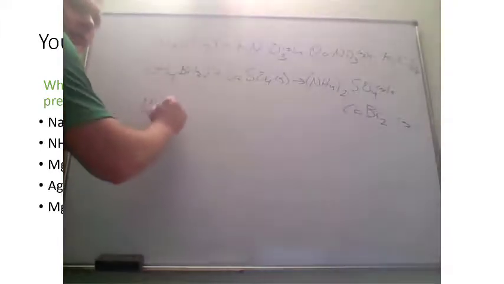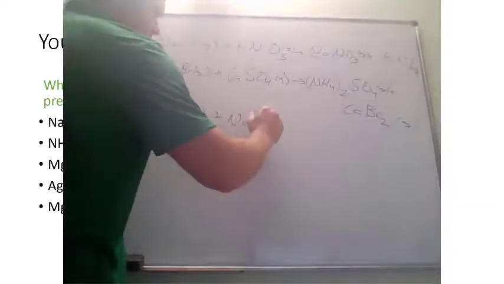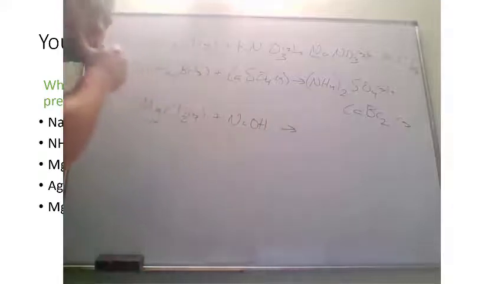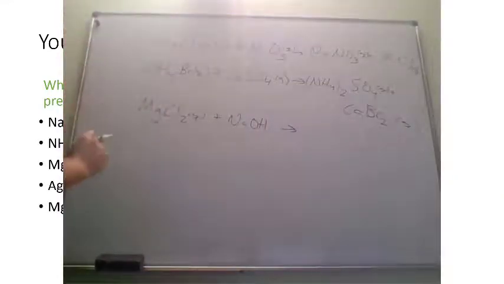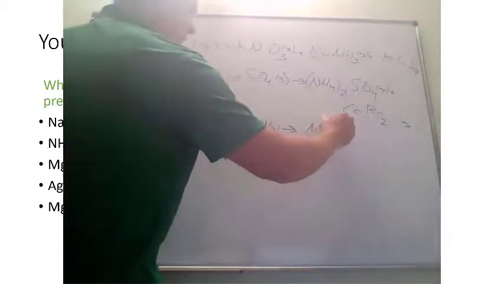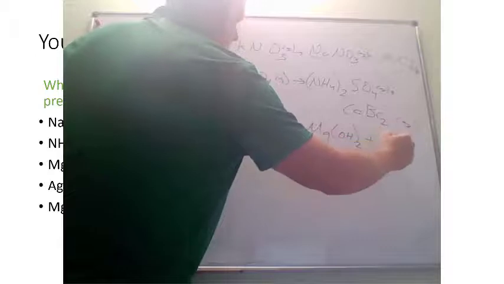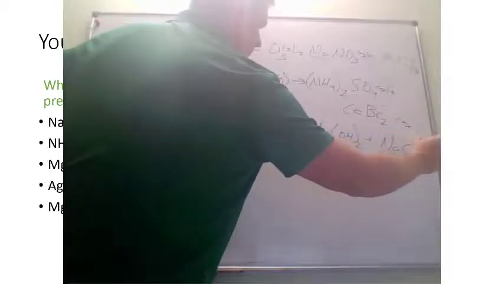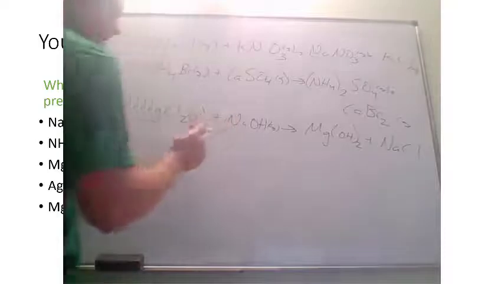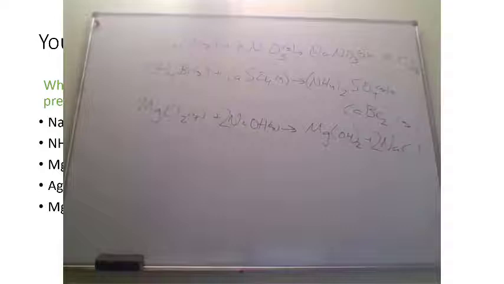Next, magnesium chloride plus sodium hydroxide. Okay, switch our cation and anion pairs. We have magnesium hydroxide plus our sodium chloride, NaCl. And then, if we wanted to balance this equation here, we would have a 2 and a 2, but balancing the equation doesn't specifically matter.